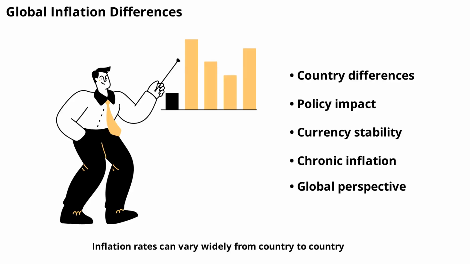Inflation rates can vary widely from country to country. Factors like government policy, economic structure, and currency stability all play a role. Some countries experience chronic high inflation, while others maintain low and stable rates. Understanding these differences helps explain why inflation is a global issue, not just a local one.